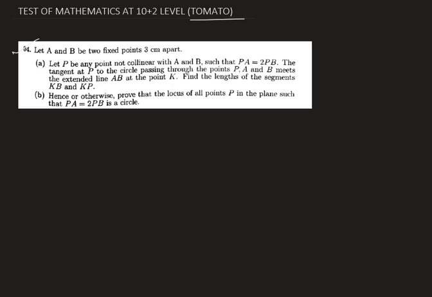Let A and B be two fixed points 3 centimeter apart, and let P be any point not collinear with A and B such that PA is equal to 2PB. The tangent at P to the circle passing through the points P, A and B meets the extended line AB at K. Now we have to find the length of the segments KB and KP. This is the first portion of this problem. So let's start the solution of the first portion first.